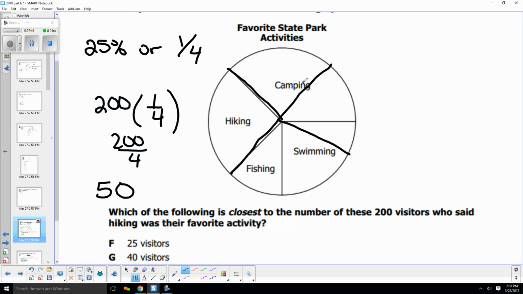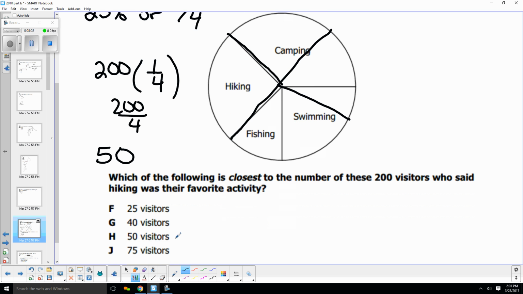Now, if I just wanted to think right here, when I split and said half, this half over here represented 100 people, correct? Well, when I split it in half again, half of that 100 was 50. So 50 visitors, so H is your answer.